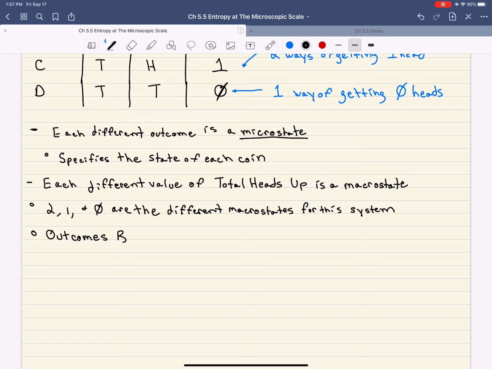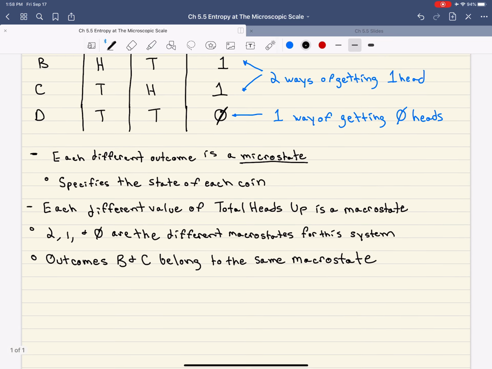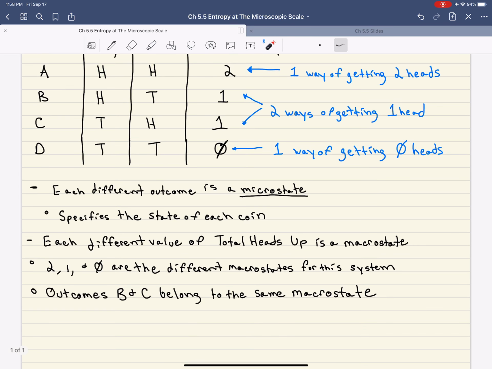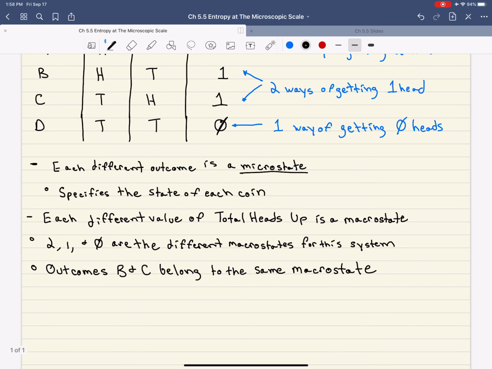Just to reiterate, both outcomes B and C belong to the same macrostate. Okay? Right, and so a microstate describes the specific state of each of the coins. And then the macrostate is just kind of like a general category that each of the different microstates can fit into. Okay? So that's the difference between micro and macrostates.